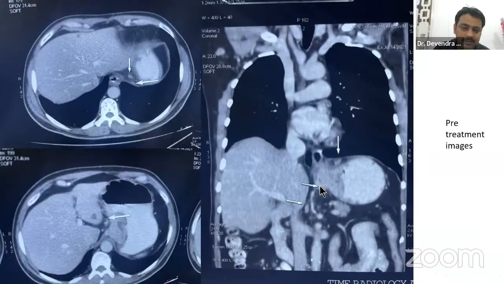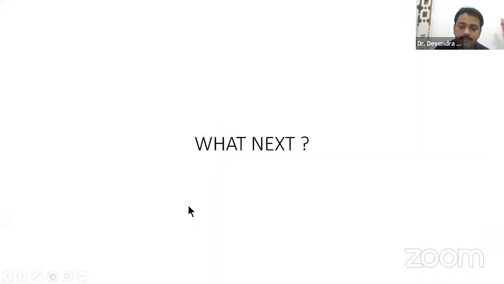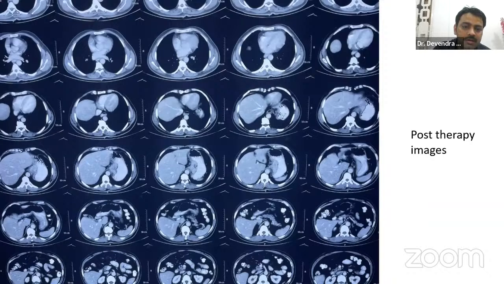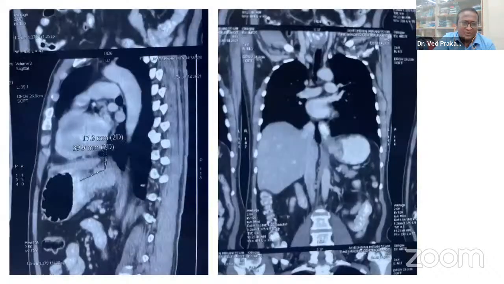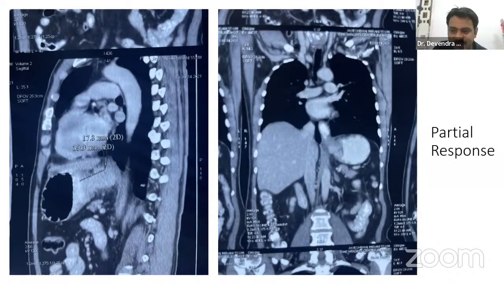So this particular patient received 4 cycles of perioperative FLOT-based treatment, and this was the imaging at the end of 4 cycles of FLOT. Dr. Ved, would you like to comment on this imaging? Are you satisfied with the response? Not truly, sir. There is only a partial response in the thickness and length of the tumor. The length has reduced from 57 mm to 39 mm, and the thickness is almost similar. So there is partial response in the tumor.